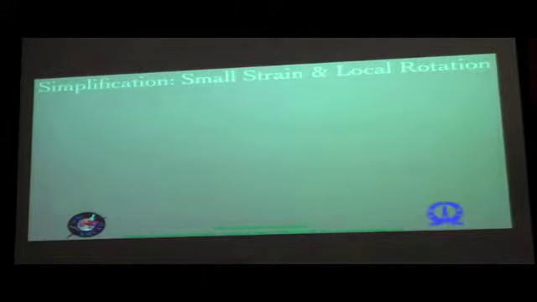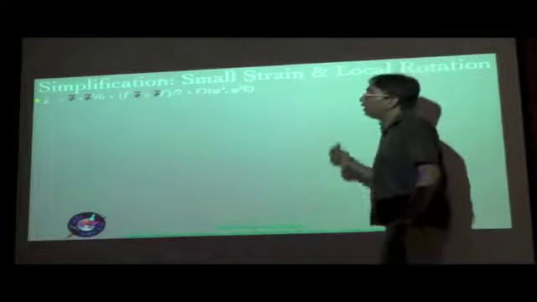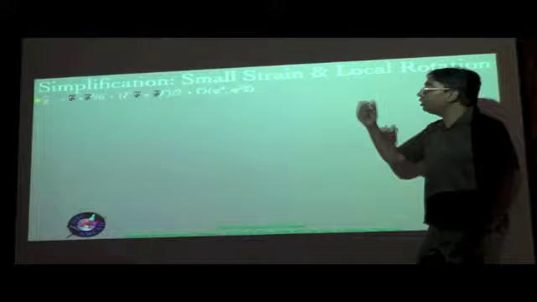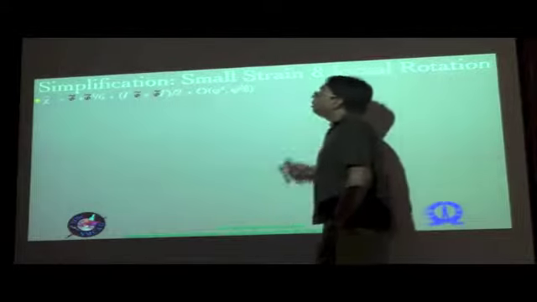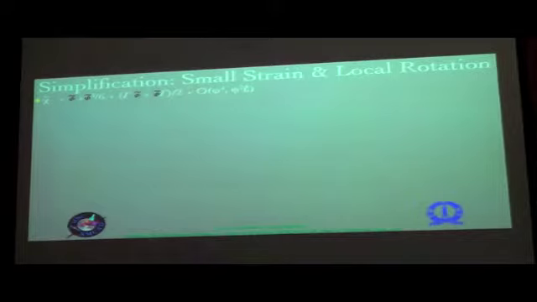Now we'll go ahead and look at how we can simplify this for the case of small strain and small local rotation as well, and also a case of moderate local rotation, and we'll specifically mention what we mean by each of those. So this is just repeating what we had as the result at the end of the previous slide.